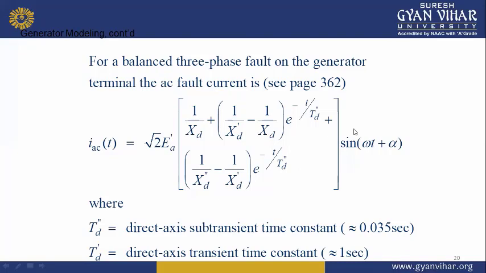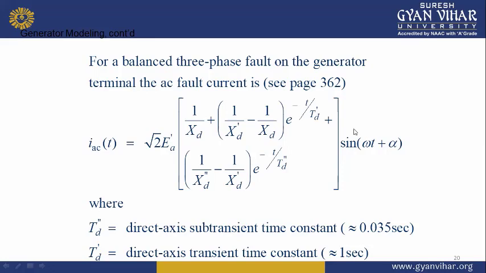Now, for a balanced three-phase fault on a generator, the terminal AC fault current is being shown to you. Since the air gap flux cannot change instantaneously, to counter the demagnetization of the armature short circuit current, currents appear in the field winding as well as in the damper winding in a direction to help the main flux.